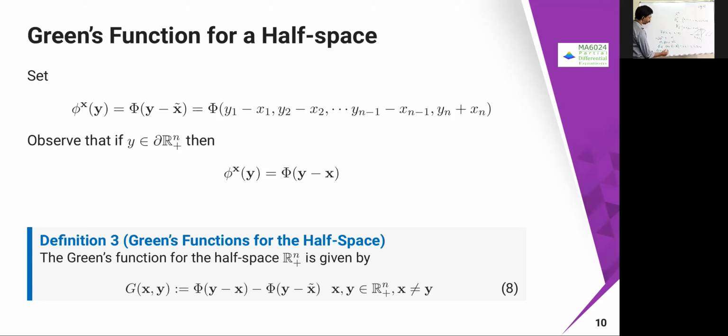It is nothing but capital pi of y minus x minus capital pi of y minus x delta. So this is nothing but the Green's function for the half space. Remember that in the Green's function, it is pi of y minus x minus pi of x. So in this one, G of x, y is going to become pi of y minus x minus pi of y minus x delta. So this is the Green's function in the half space.